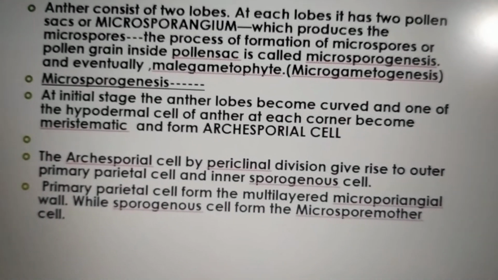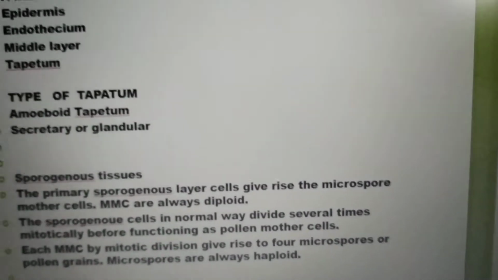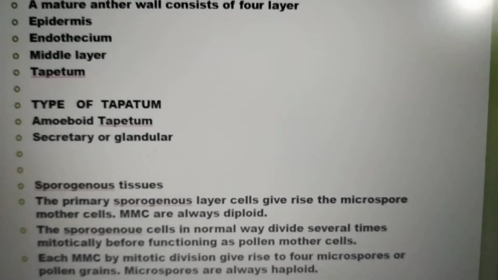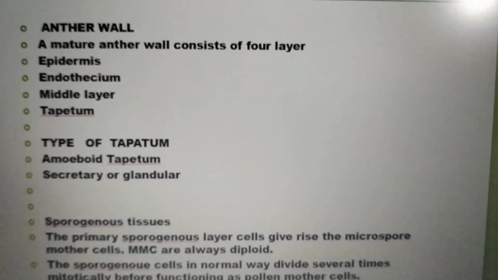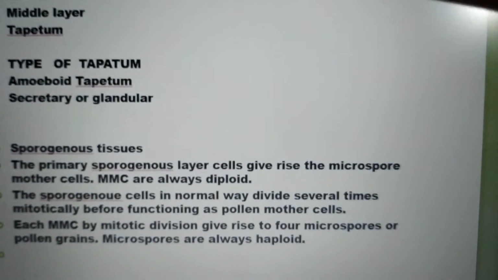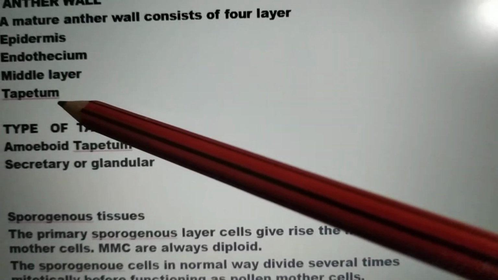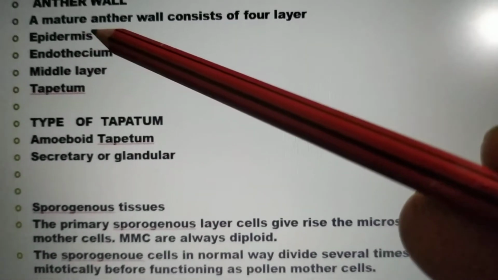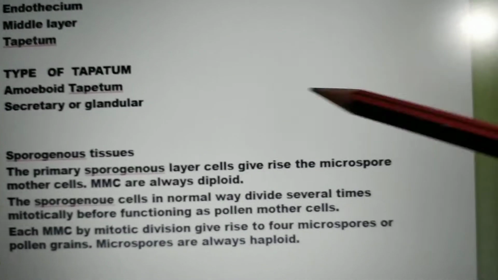In our next slide, we are going to discuss the parts of the primary parietal cell and the sporogenous cell. The primary parietal cell forms the anther wall, and a mature anther wall consists of 4 layers. So primary parietal cell helps in the formation of anther wall, and it is divided into 4 layers. What are those? Epidermis, endothecium, middle layer, and tapetum layer.